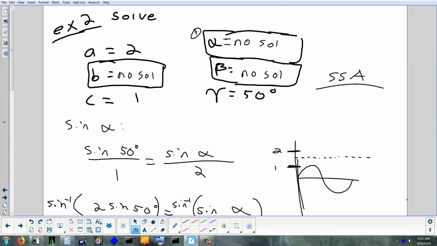So the no solution case is the quickest one, and the only time that it can happen is with side-side angle. So that's the answer, you can't do anything else. Yeah, it's just no solution. And I'll show you why.